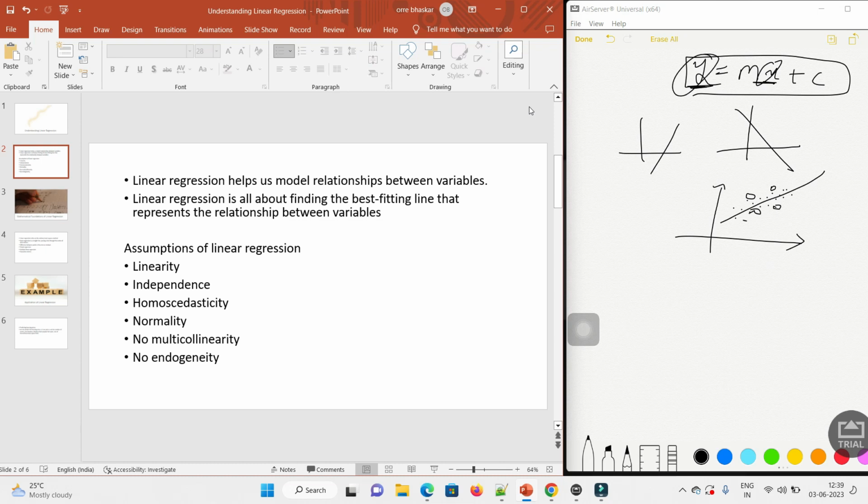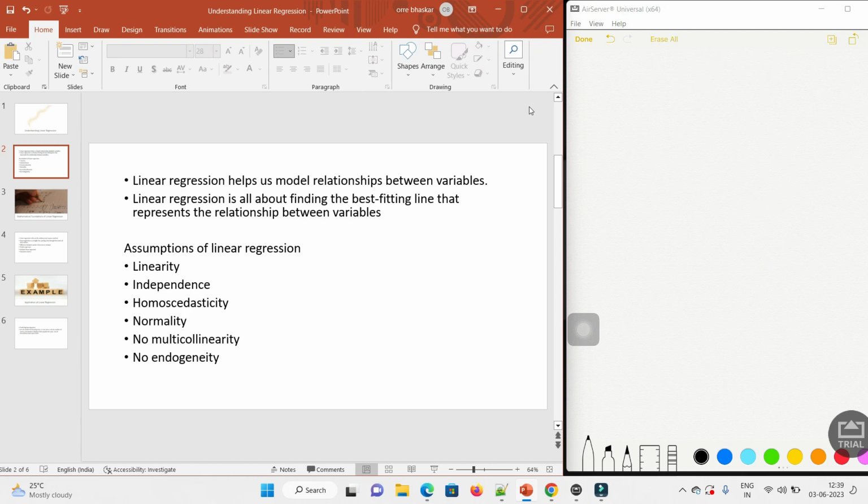Next assumption, independence. The data points or observations used in linear regression should be independent of each other. That means this data point is independent of this data point. This data point is independent of this data point. In other words, there should be no dependence between the observations. Violating this assumption can lead to biased and unreliable results.